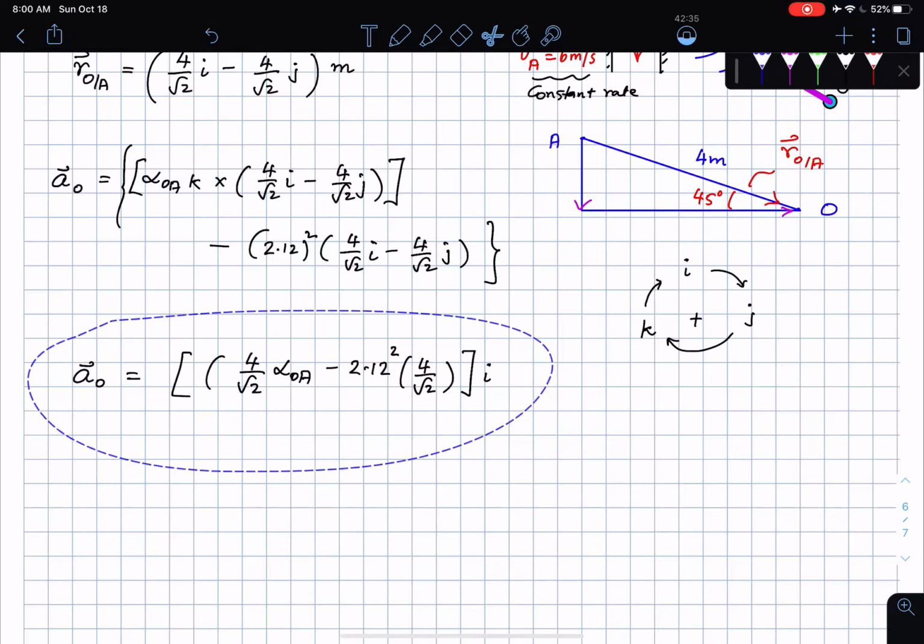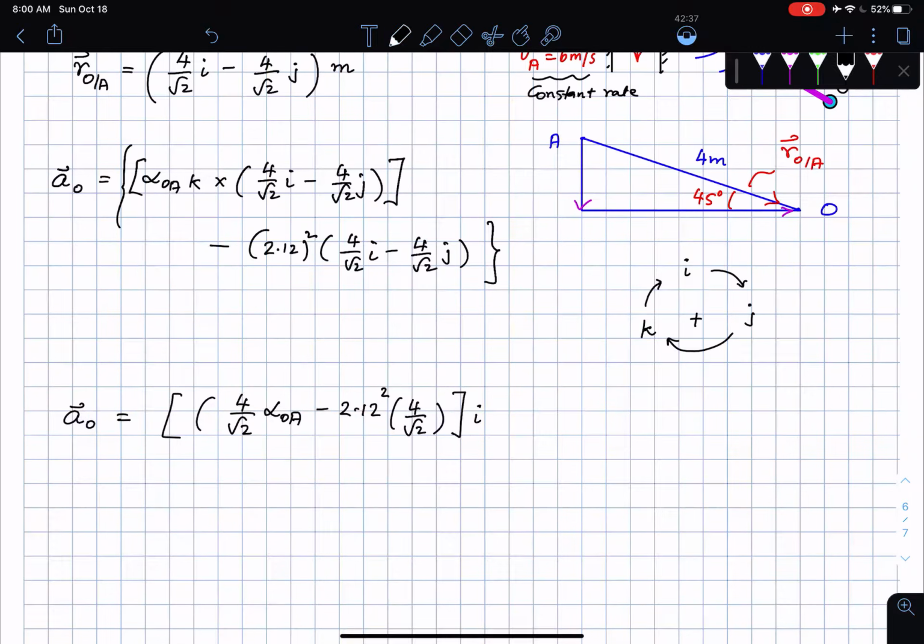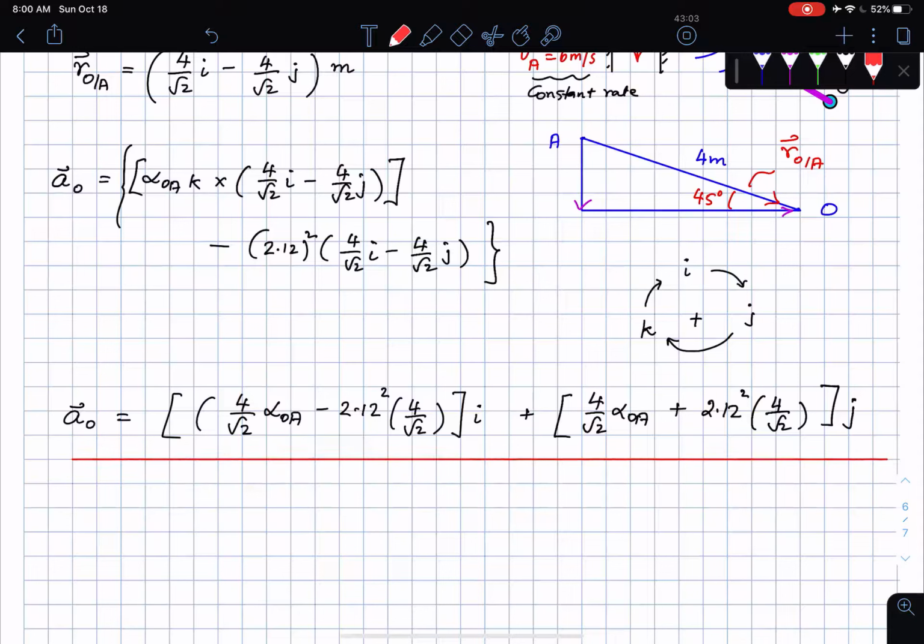Okay, all of this in the I direction, and I'm going to have something in the J direction as well, plus K cross I is J, so this is 4 by root 2 alpha OA, and then minus and minus becomes a plus, so plus 2.12 square times 4 by root 2 in the J direction. Okay, so this is what I have. Now I can put a line underneath this, and okay, so this is the situation that we have here so far. What I also want to do is the following.